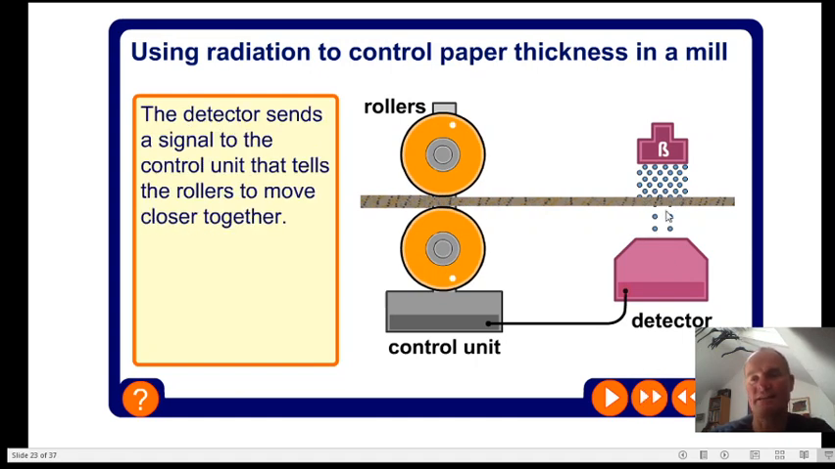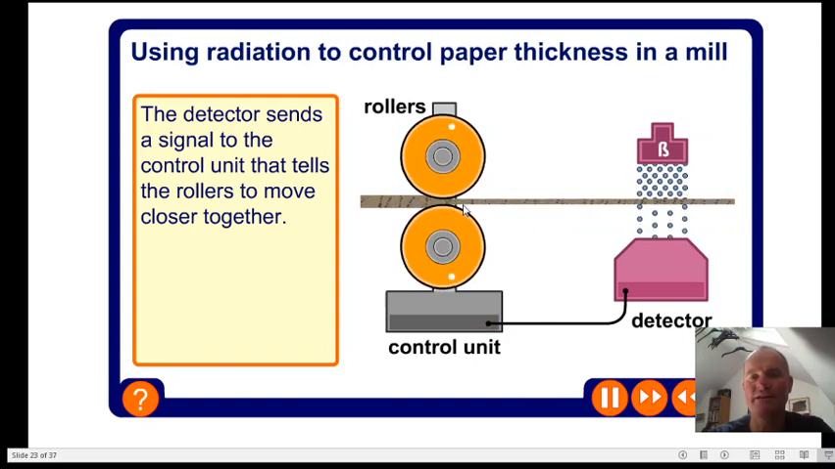So what happens then is the detector recognizes it's not getting enough intensity of beta radiation, so it will inform the control unit to squeeze the rollers closer together and therefore to make the paper thinner. And they will squeeze together, the paper will become thinner, and more beta particles will pass through until it's reached its measured thickness, and it will carry on like that.